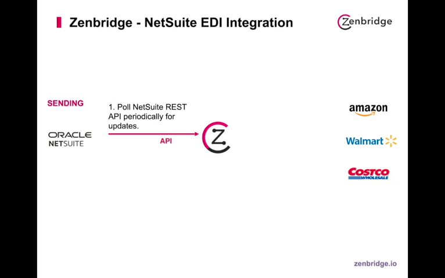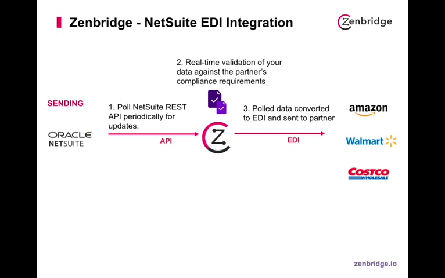Now, what happens here is when Zenbridge receives an API call from NetSuite, we validate that data against your partner's compliance requirements, and if everything is fine, that gets converted into an EDI and gets sent to your partner. But if there are non-compliances, you get to know about it in real time. So you're not going to send any non-compliant EDI to your partner.